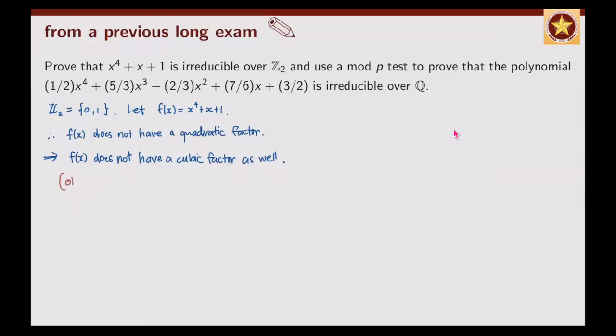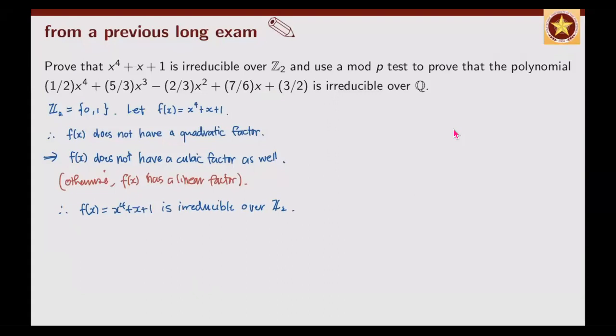I'll write the explanation here: otherwise f of x has a linear factor, which is not. So no linear, no quadratic, no cubic. So, conclusion. Therefore, we're done. F of x, which is x to the fourth plus x plus 1, is irreducible over Z sub 2. Okay, so that's the first claim.